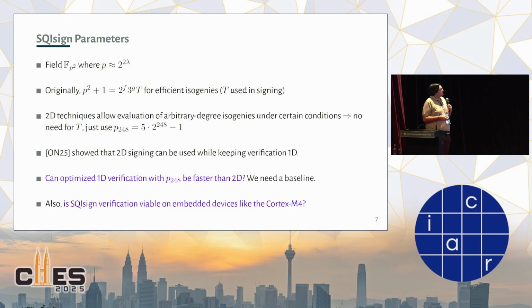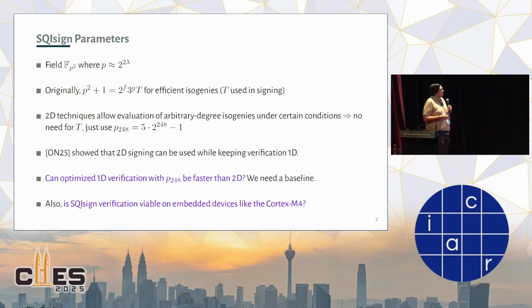In terms of parameters, we work over a quadratic field, where the size of the prime is determined by the security parameter. Originally, we wanted p squared plus 1 to have a very specific form. Basically, we wanted it to be as smooth as possible. So you have 2 to the f, 3 to the g, and then some factor T, which is supposed to have larger factors, but which are still as smooth as possible. This T is only used for efficient isogenies in the commitment isogenies. So it is not used in verification at all. It is only used in signing. However, it is still competing for space in the factorization here.